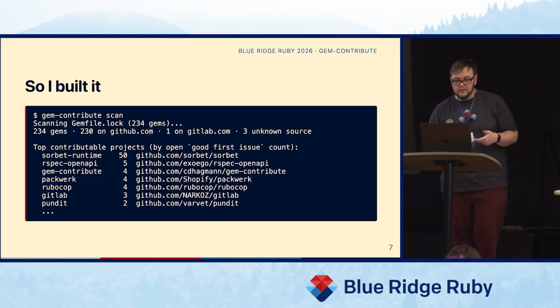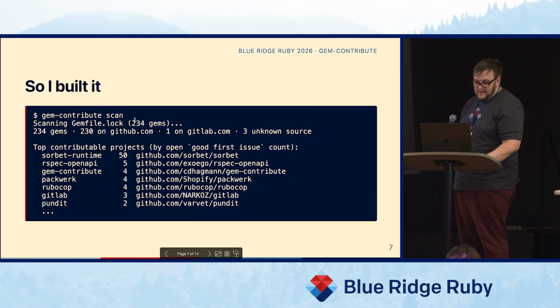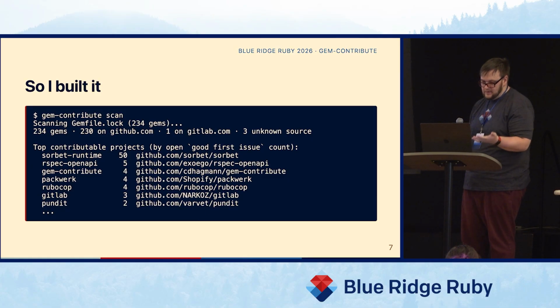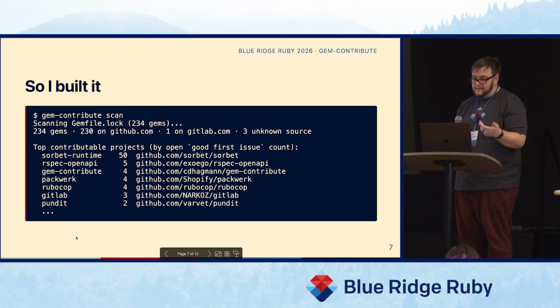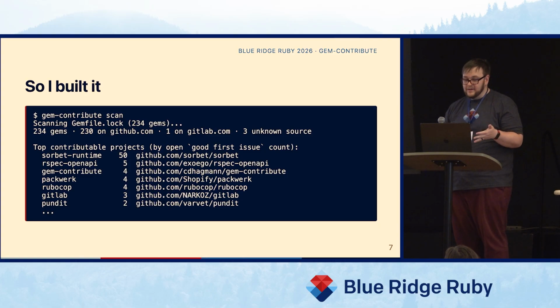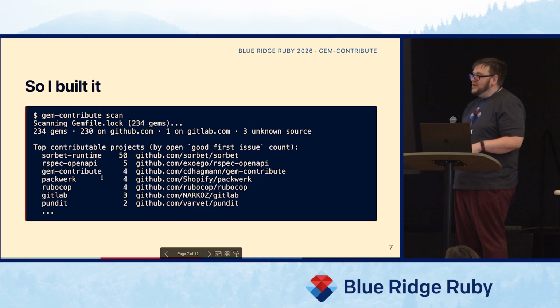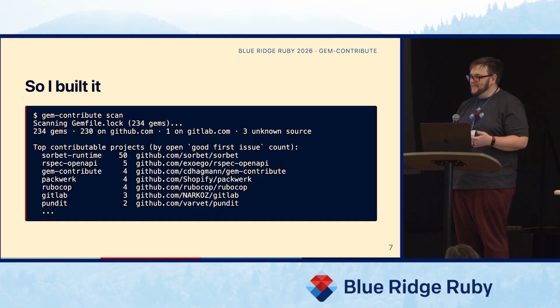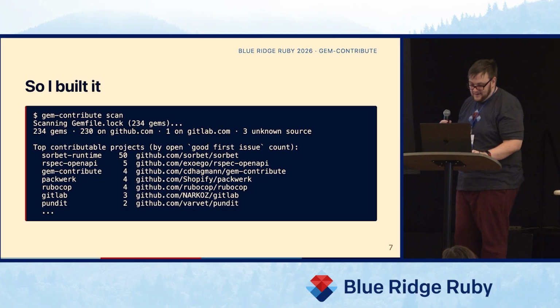Earlier this week, I decided to build a gem called Gem Contribute. And so what it does is, it scans your Gemfile.lock file. You gem install this. You run the scan, and it points to projects that have open good first issue tagged issues. You'll notice that one of the other nice things it does is it auto-inserts itself into the list, because no one needs to put this gem in their Gemfile.lock, so it has to pop up somehow.